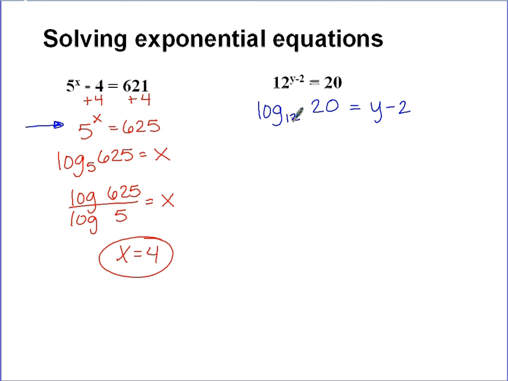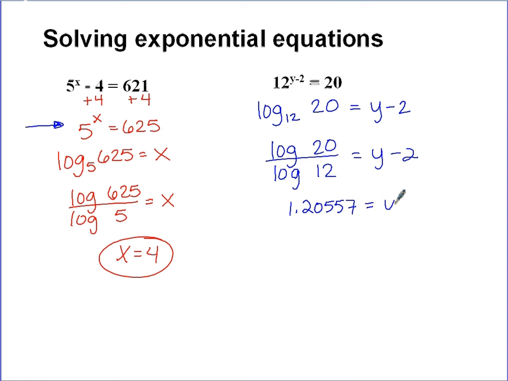I don't know log base 12 of 20, I don't know what that is. So to calculate it, I'm going to do the change of base formula, which says this is equal to log of 20 divided by log of 12, still equal to y minus 2. So I'm going to type this stuff right here into my calculator. I've got log 20 divided by log 12, and I get 1.20557, and it keeps going. I'm going to keep that on my calculator until I get to my final answer.